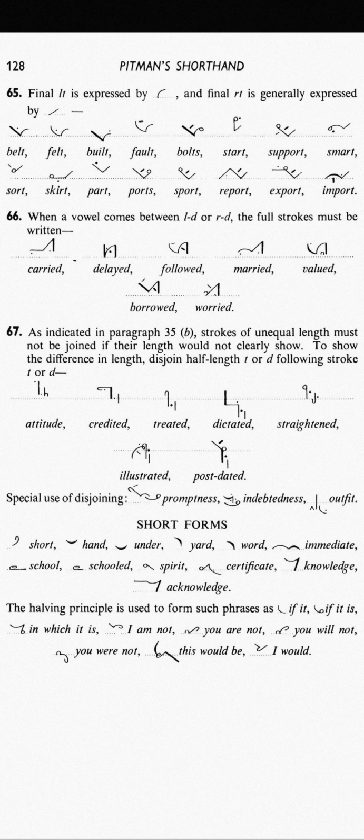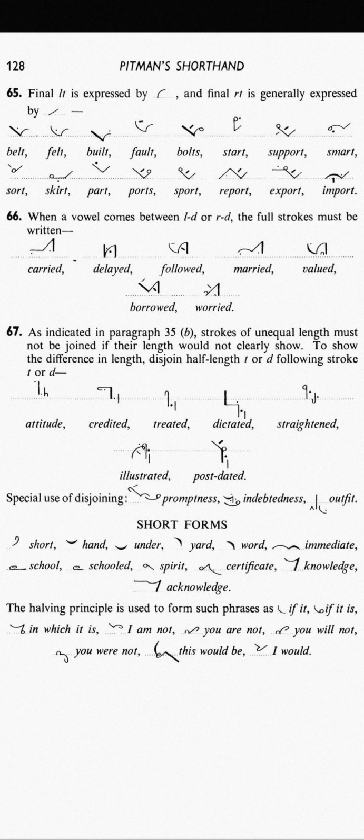Ish halved here with R hook above the line for short. N halved thickened above the line is used here for hand. Same outline on the line is used here for under. Downward R thickened and halved here above the line for yard. Same outline on the line for the sake of word.